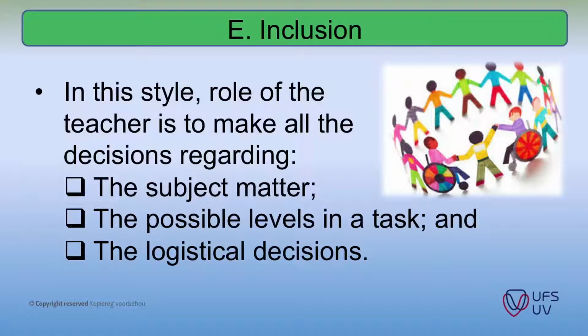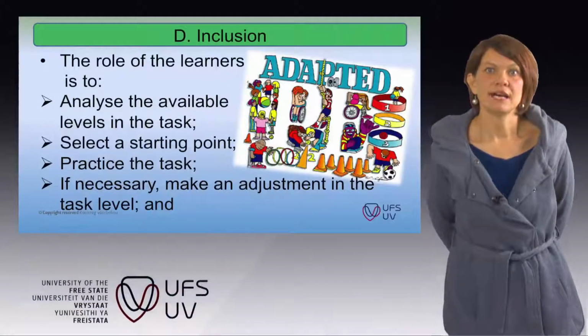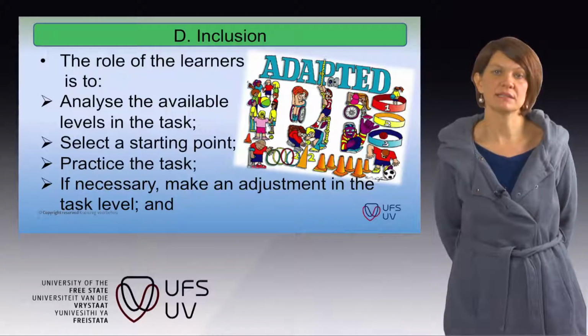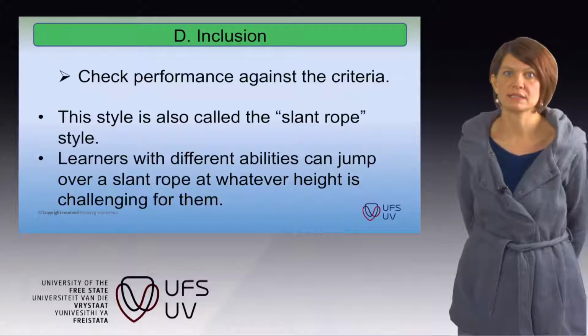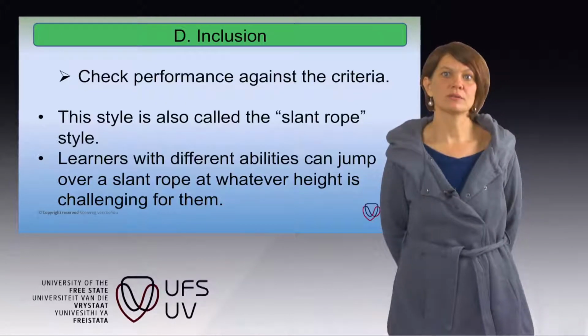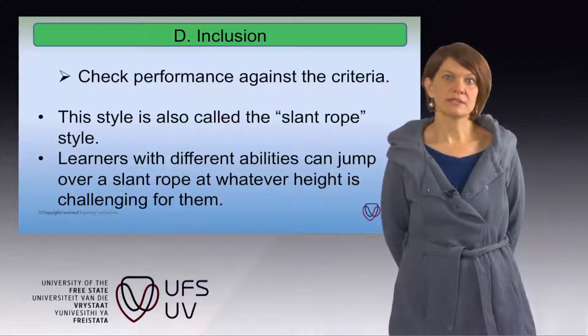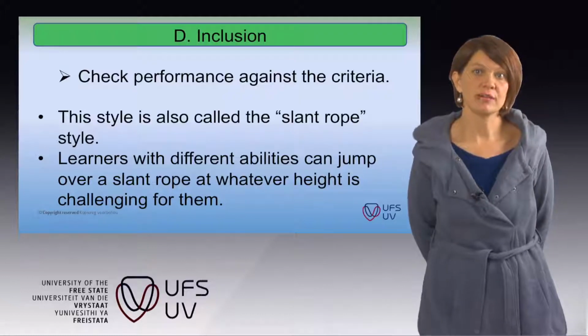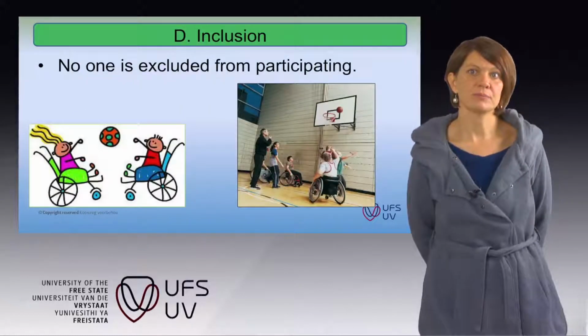The next one is inclusion. In this style, the role of the teacher is to make all the decisions regarding the subject matter, the possible levels in the task, and the logistics decisions. The role of the learners is to analyze the available levels in the task, select a starting point, practice the task if necessary, make an adjustment in the task level, and check performance against the criteria. This style is also called the slant rope style. Learners with different abilities can jump over a slant rope at whatever height is challenging for them. No one is excluded from participation.